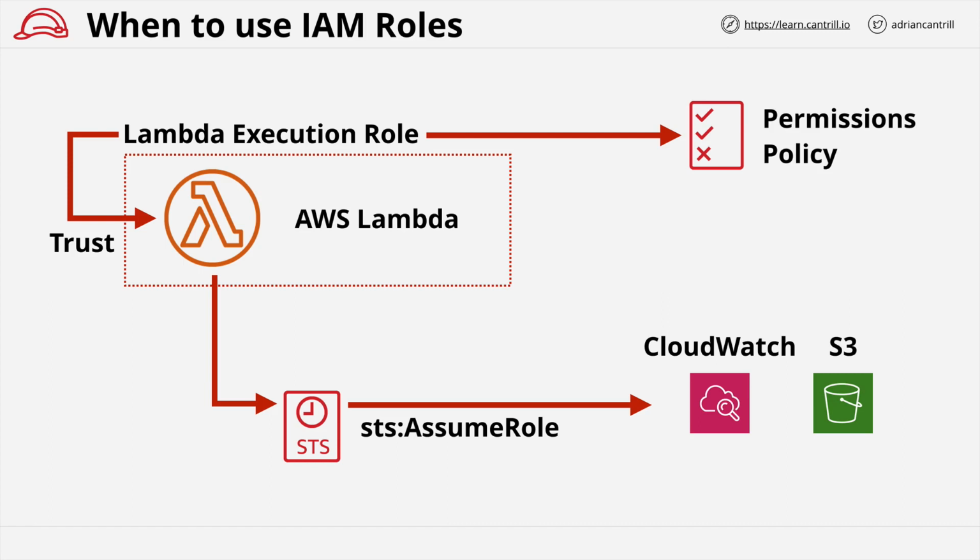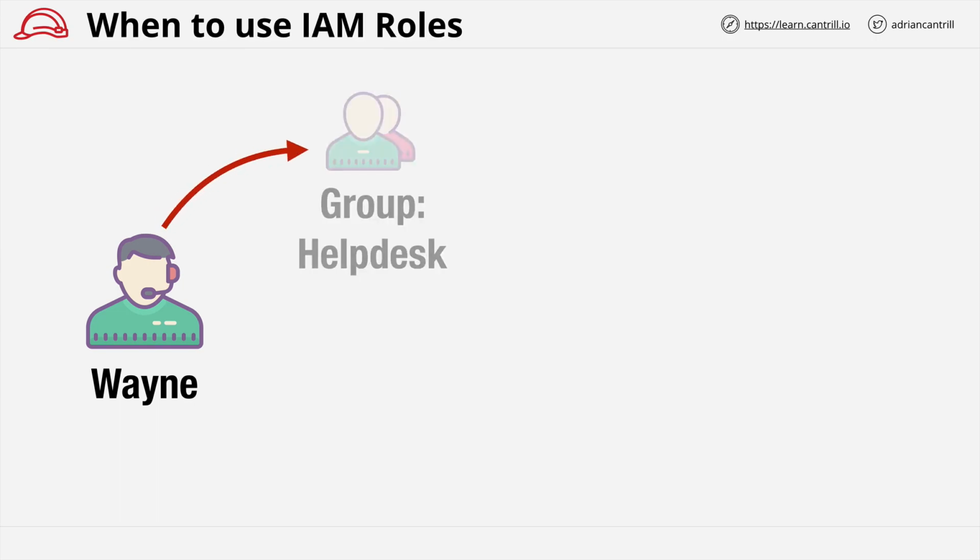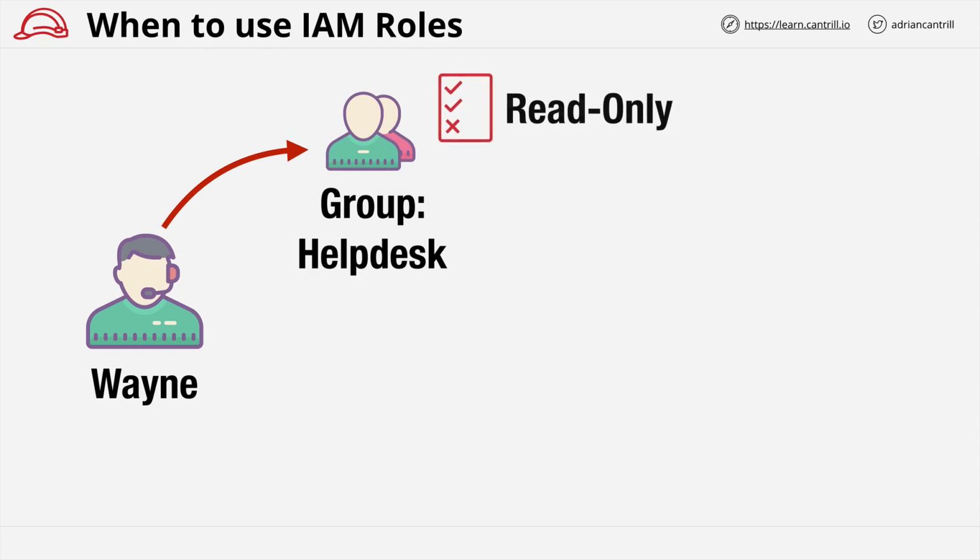Okay, so let's move on to the next scenario. Another situation where roles are useful are emergency or out of the usual situations. And here's a pretty familiar situation that you might find in a workplace. So this is Wayne, and Wayne works in a business's service desk team. This team is given read-only access to a customer's AWS account so that they can keep an eye on performance.